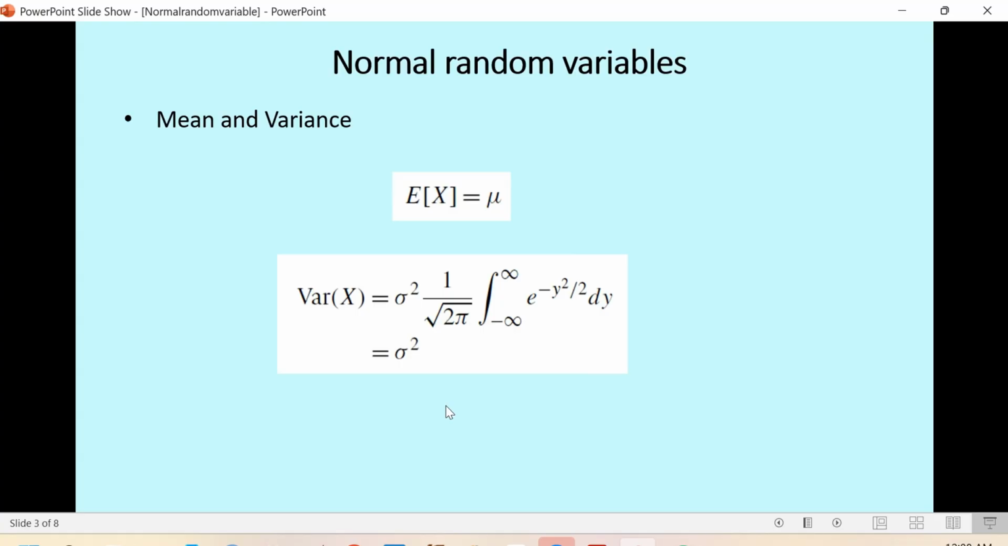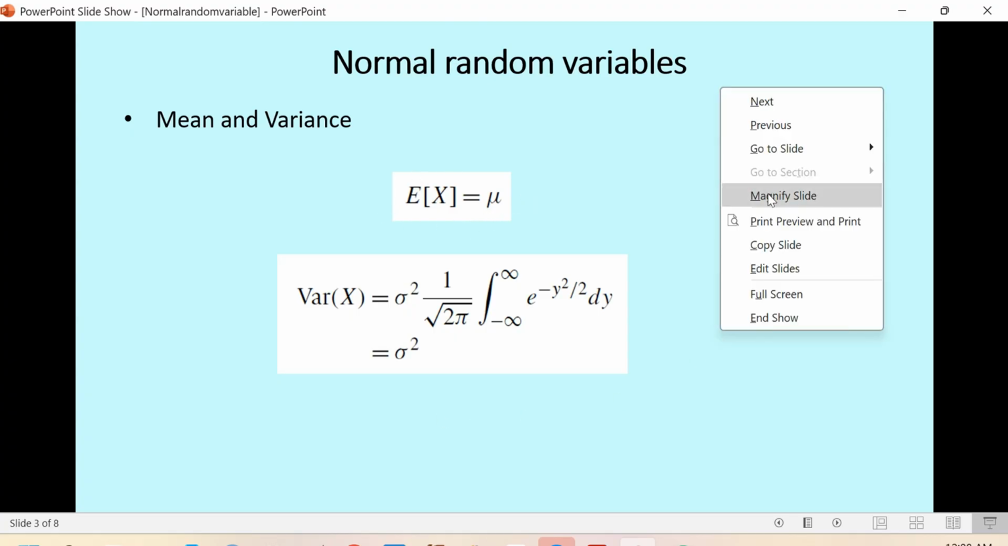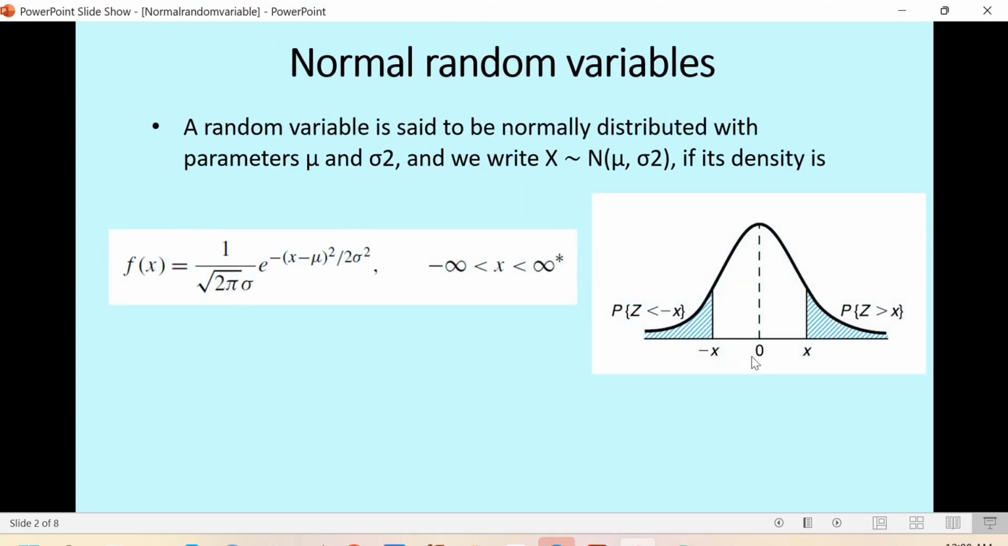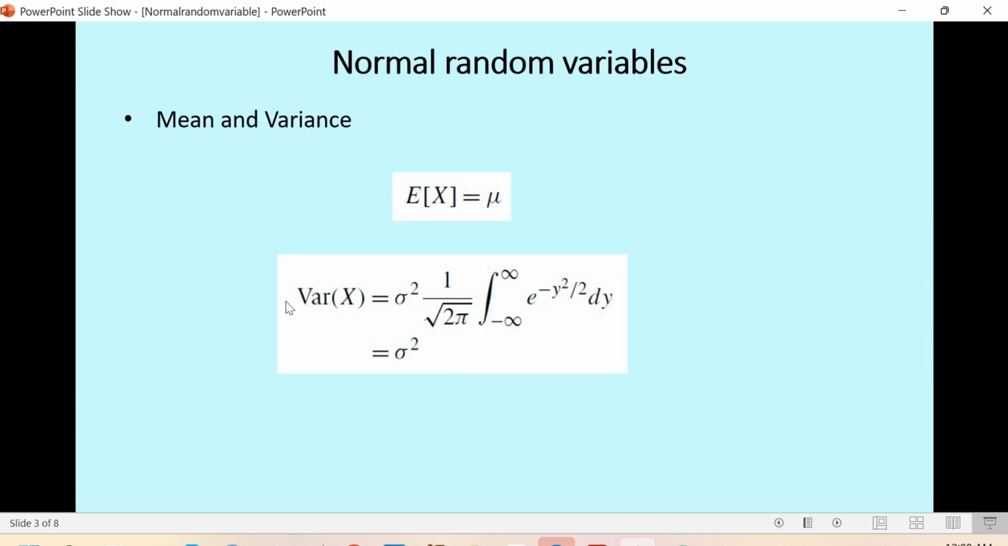Here we have seen that the parameter mu is the mean value of the normal distribution. The mean value is the mean, but not necessarily zero. And the variance of the random variable is sigma square.